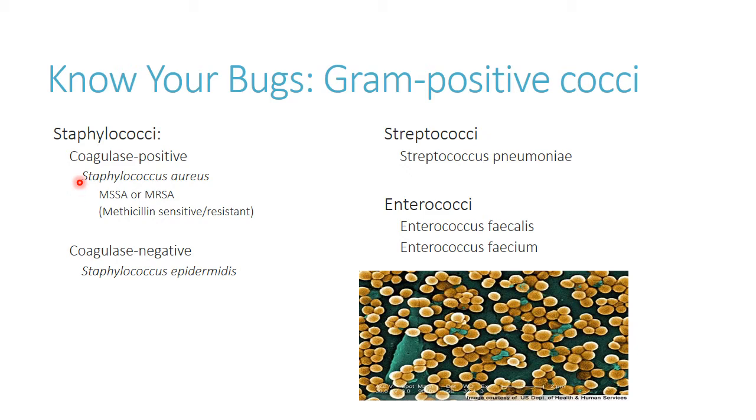But basically, Staph aureus will be broken down into MSSA, which is methicillin-sensitive Staph aureus, or MRSA, methicillin-resistant. Which one do you think is more clinically severe? Yeah, MRSA is always going to be worse, right? So MRSA is more resistant. You have fewer antibiotic options that will cover that.